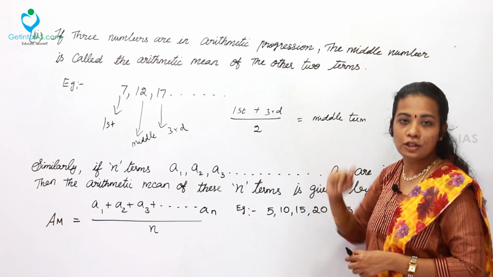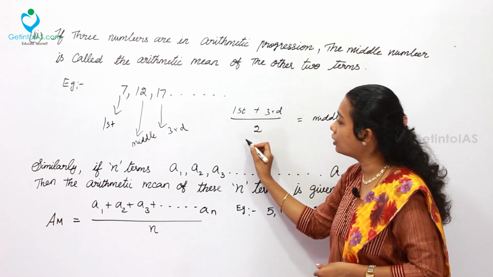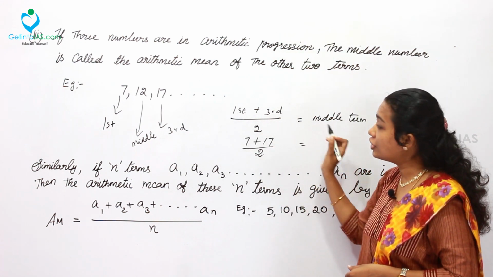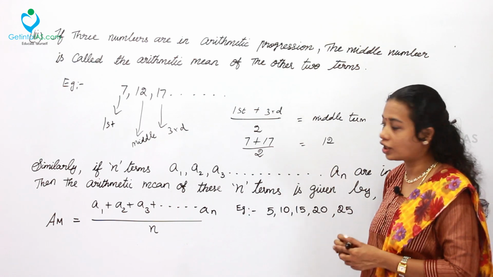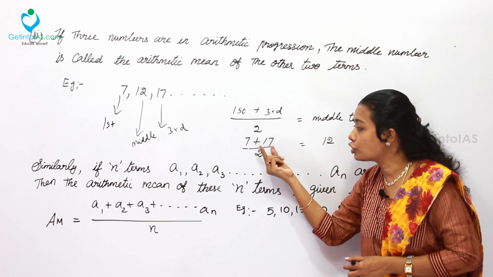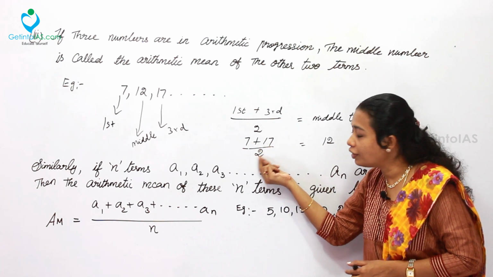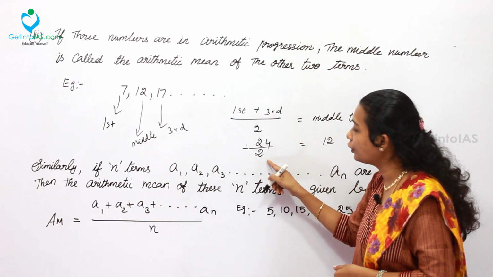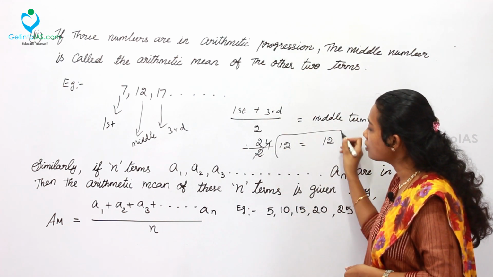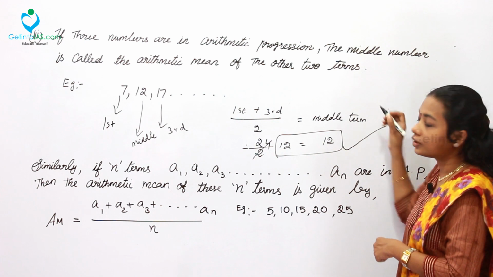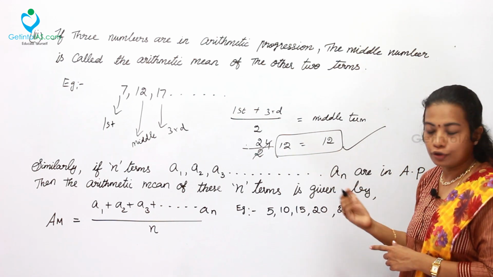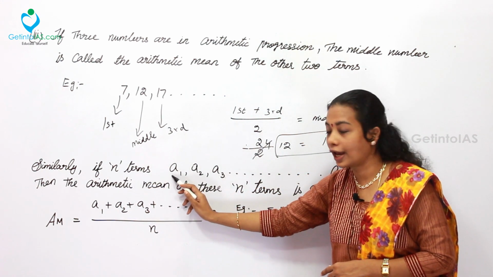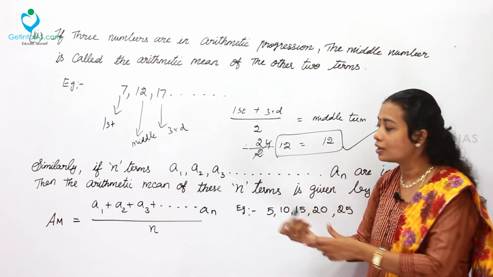Let's check whether this expression is correct or not. So, first and third, 7 plus 17 divided by 2, which will be equal to the middle term. Let's check it. What is 7 plus 17? It is 24. 24 divided by 2, which is 12. So both sides are 12 and 12. So the condition is satisfied. Thus proved.